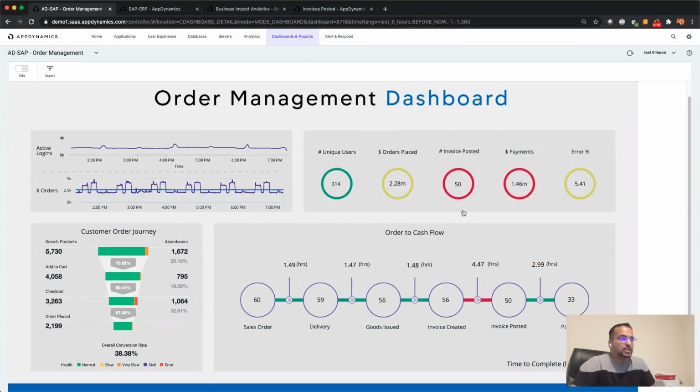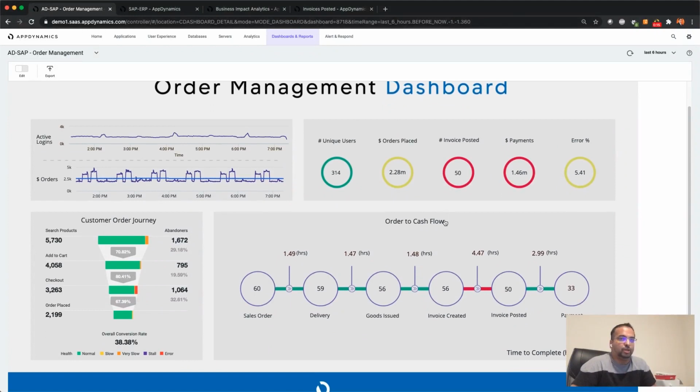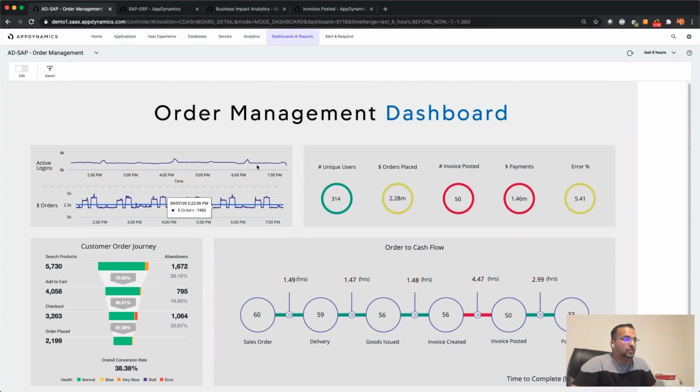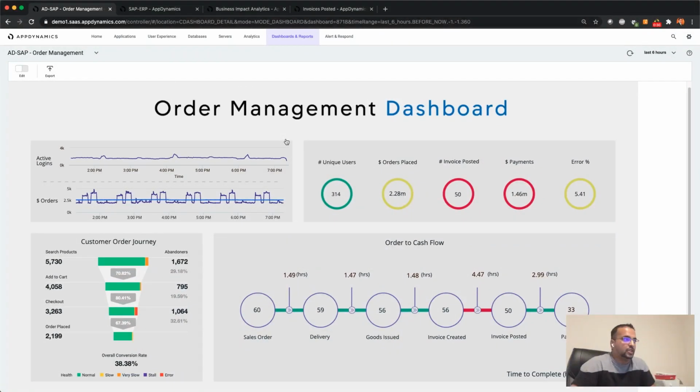What I'm going to be showcasing today is how we monitor the order to cash flow and how we connect business and application performance metrics to make sure the customers have a good experience. We start off with a high-level dashboard which consists of the most important business and technical KPIs, and we have set baselines around them.